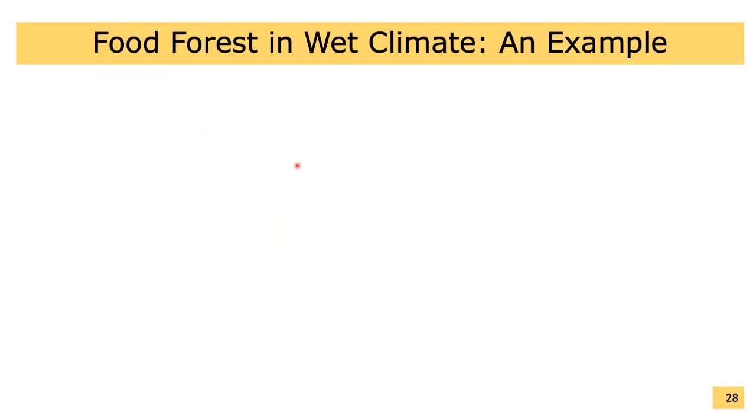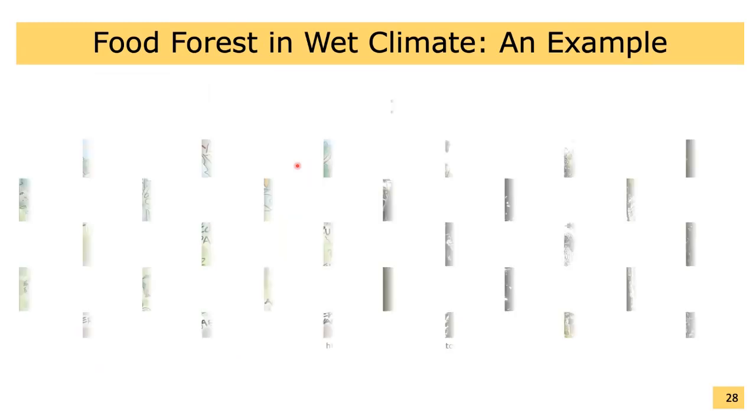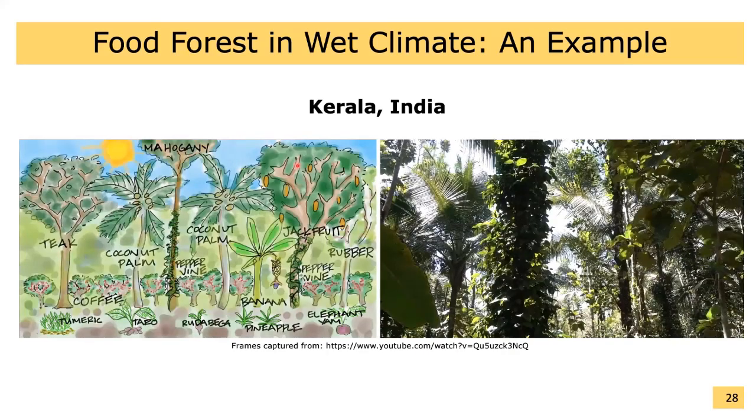Food forest in wet climate, an example. Here is an excellent example of a tropical food forest from Kerala, India. Its canopy includes mahogany, jackfruit, and coconut palms. Subcanopy has banana and coffee plantation. Herbaceous component includes eggplant and pineapples.